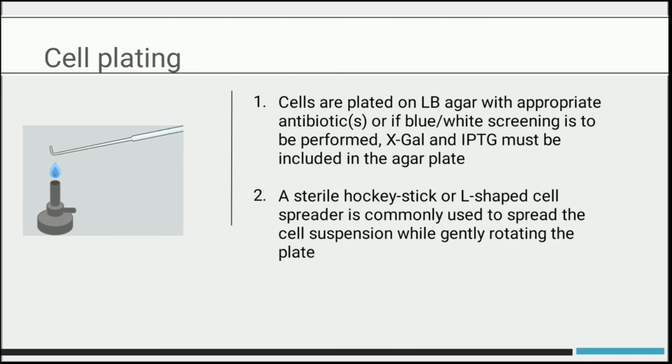The fourth step is called cell plating. The cells are plated on LB agar with the appropriate antibiotic, or we can go for blue-white screening if such genes are present in your plasmid backbone. For that purpose, the chemicals X-gal and IPTG must be present in the agar plate. A sterile hockey stick or L-shaped cell spreader is commonly used to spread the cell suspension while gently rotating the plate.